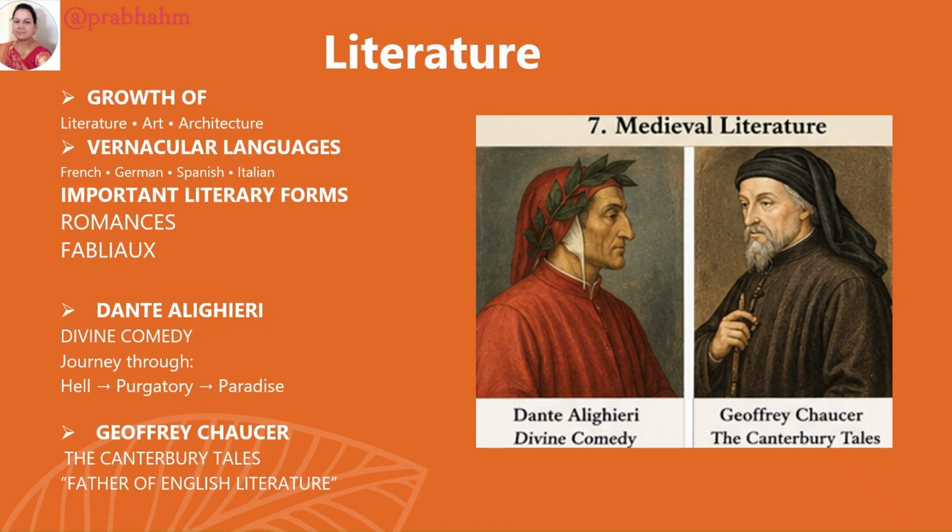Literature developed greatly during this period. Vernacular languages such as French, German, Spanish and Italian became popular. Romances and fabliaux were important literary forms. Fabliaux were medieval humorous verse tales, especially popular in 12th and 13th century France. Dante Alighieri wrote the Divine Comedy, which describes a journey through hell, purgatory and paradise. Geoffrey Chaucer wrote the Canterbury Tales and is called the father of English literature.